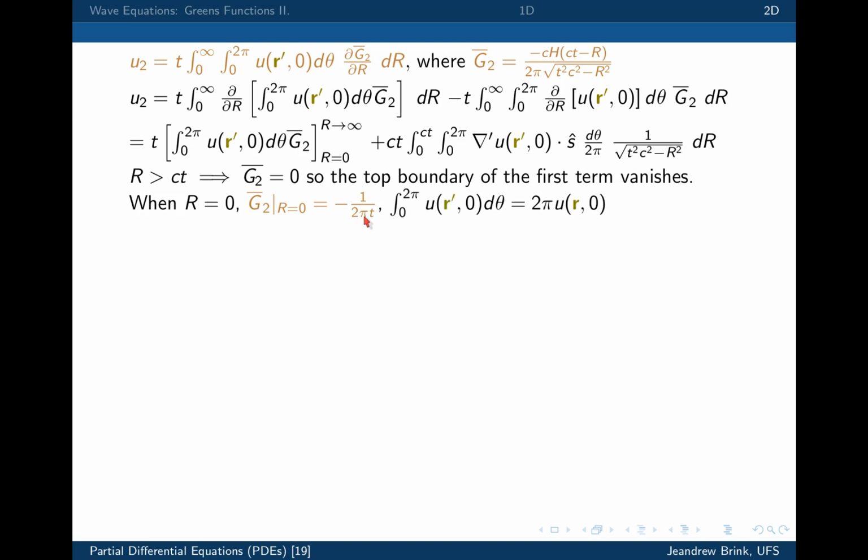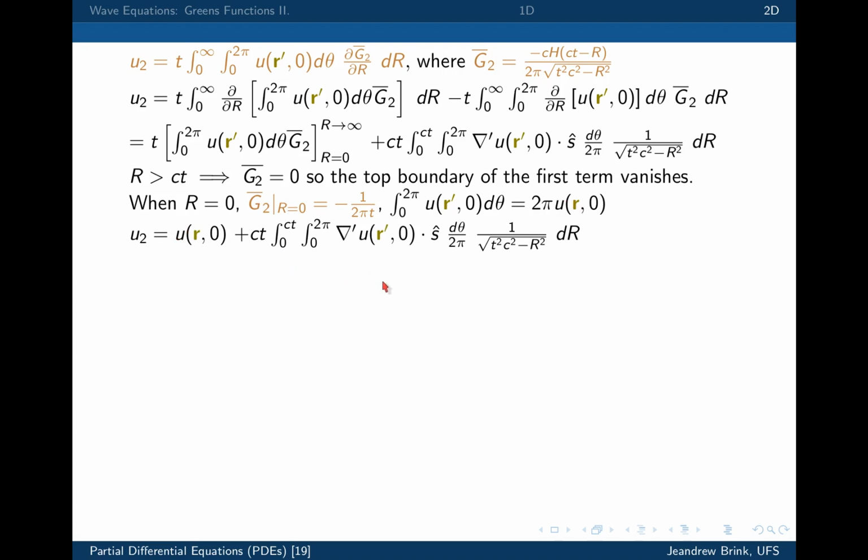And you have that, and you also have that this integral is simply 2 pi, the average value evaluated at the origin. So that's the field point at the origin. And so you're going to have that u2 is equal to this thing.